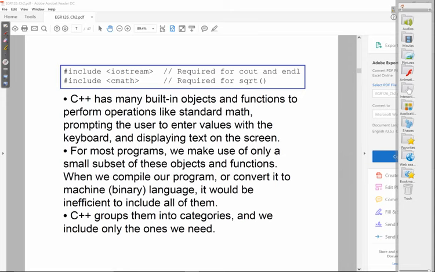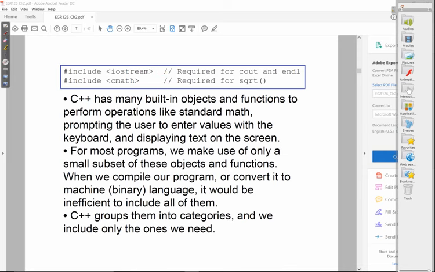Where else can you find these lists? Well, you Google it, right? Google built-in C++ libraries, or something like that, okay? And you'll be able to find a whole list, right? A list of all the libraries and all the commands, all the functions that are in each one of these libraries, okay? So this is how you include libraries and how you put libraries into your program, okay?